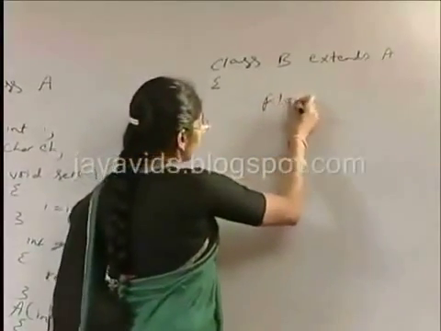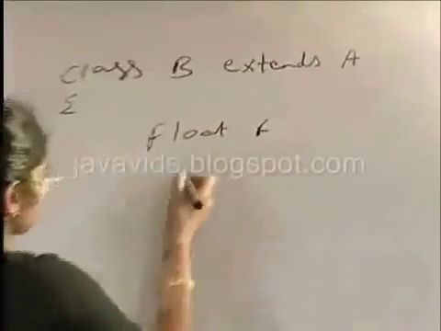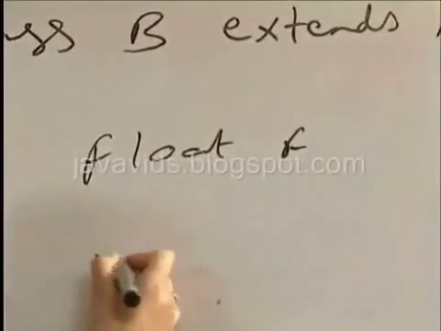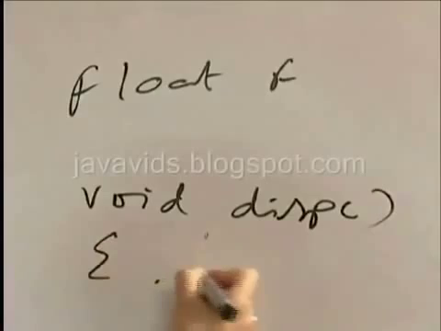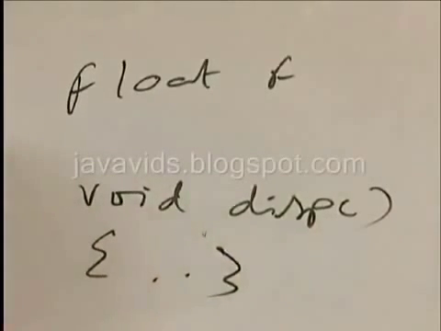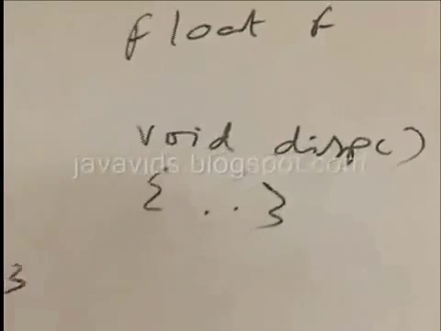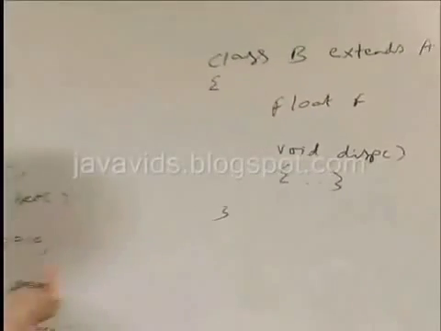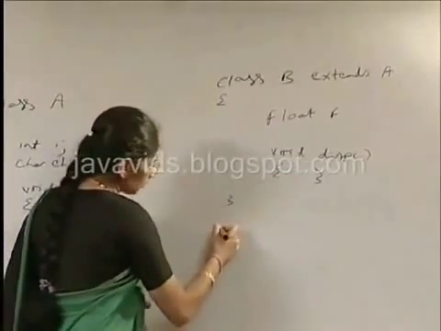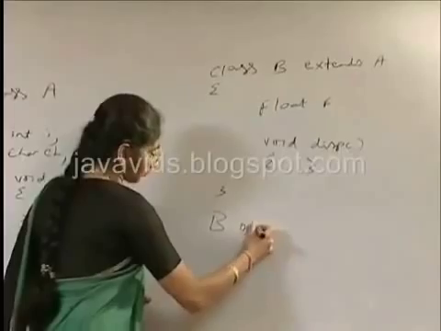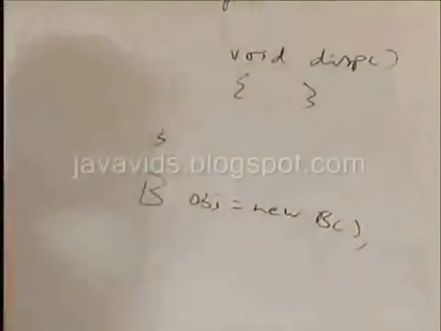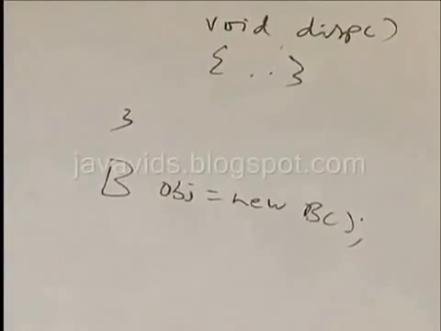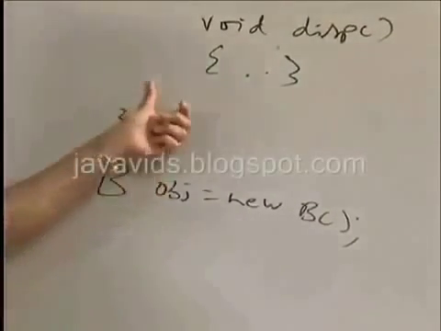So let's assume that we have float f, and here we have void disp with its functionality. If this is class B, you create an instance of class B, and again the constructor of class B gets executed.